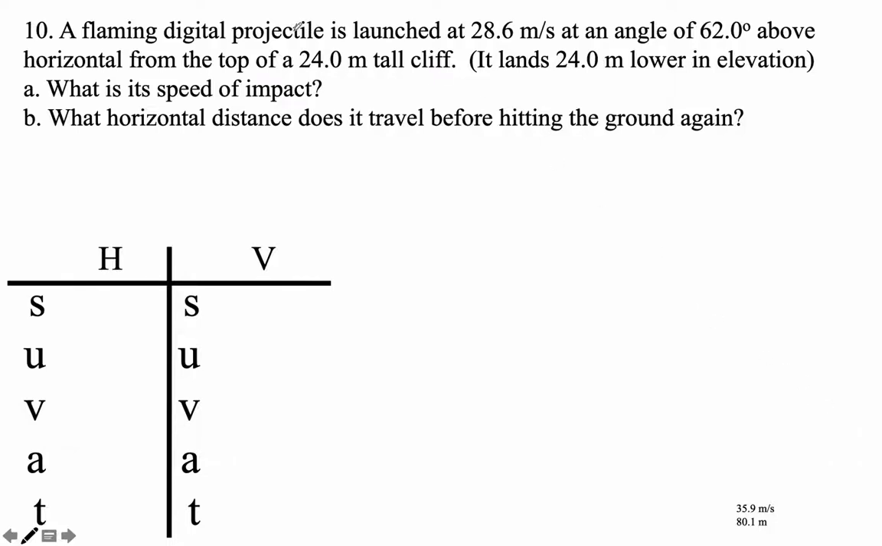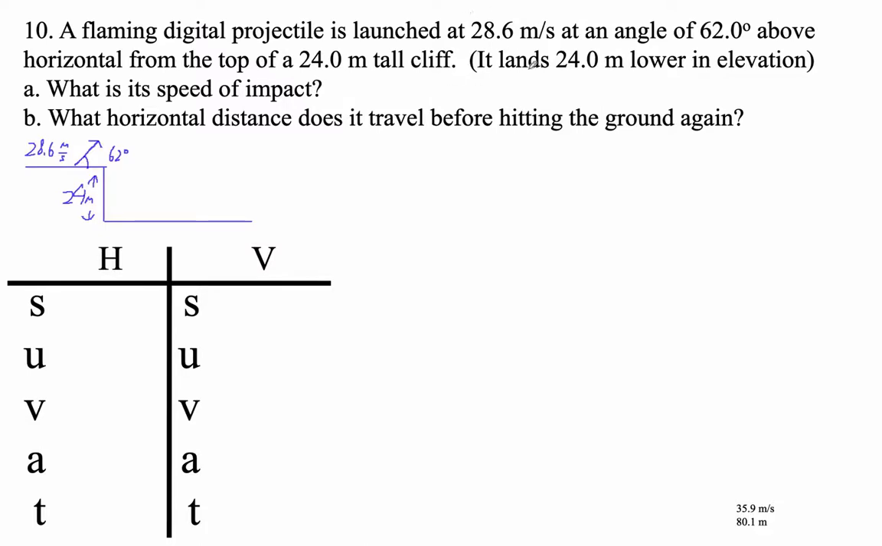All right, a flaming digital projectile. So this is like the best problem of all, right? And we're shooting from the top of a cliff, so it's going to be like, right, 62 degrees. That's 62, doesn't look big enough. 62, I should practice with a protractor. 28.6. All right. And then the cliff is 24 meters tall. Is this height here, right?